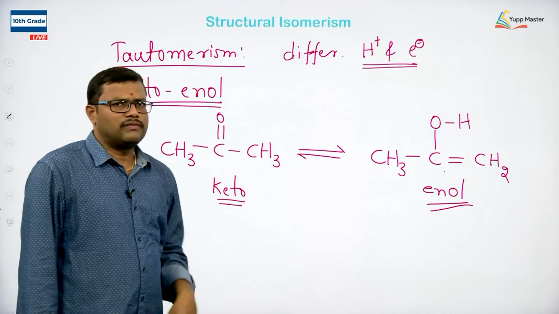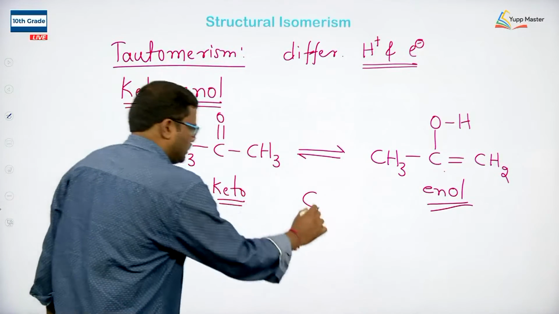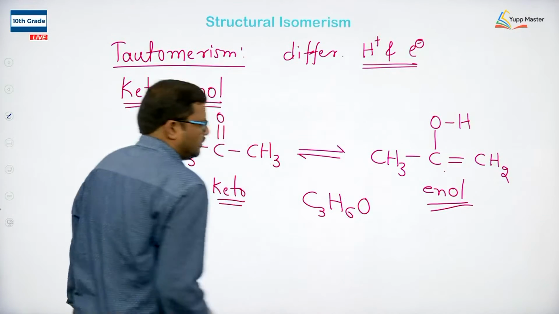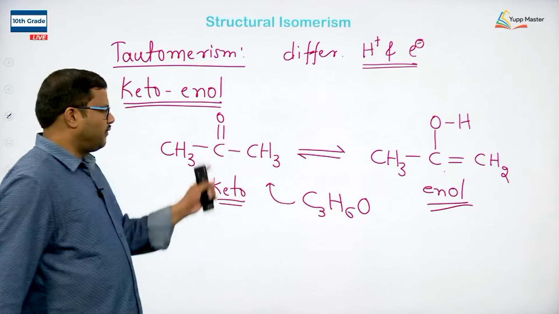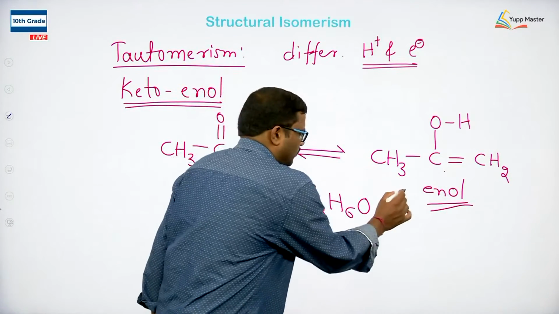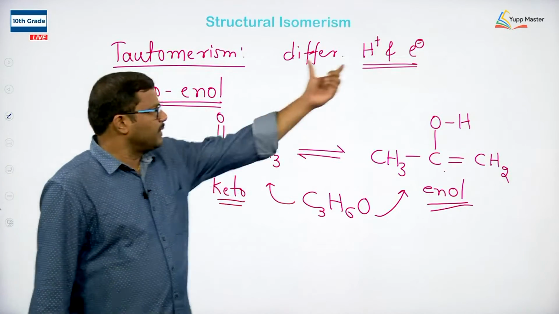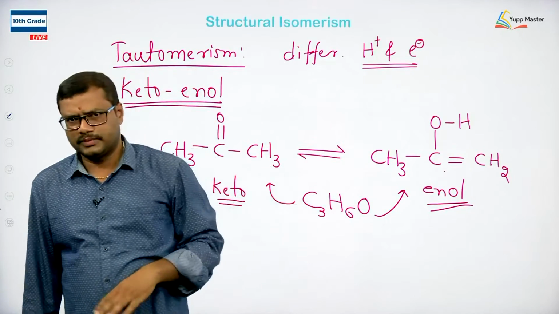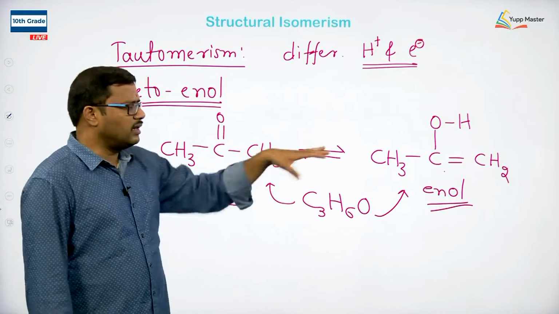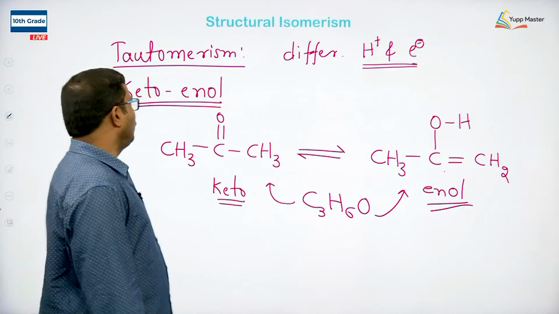Both have the same number of carbon atoms, the same number of hydrogen atoms. If I observe the number of carbon atoms, a total of 3 carbons are present. How many hydrogens? 6 hydrogens and 1 oxygen. So the formula of this compound is C3H6O. Here also the same formula is present. So they have the same chemical formula, but they differ in the proton and electron arrangement, and thereby they exhibit isomerism. Bond breaking and bond formation take place in this isomerism, that is keto-enol isomerism.